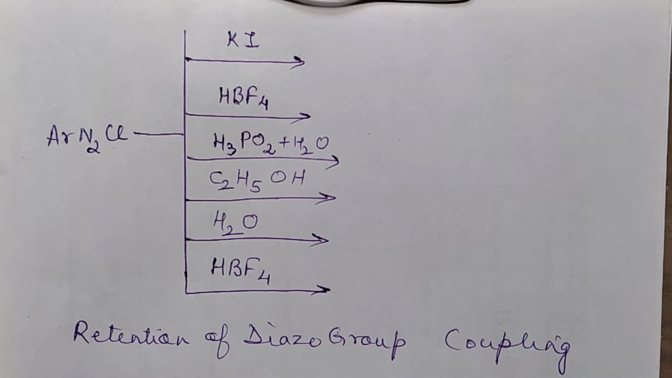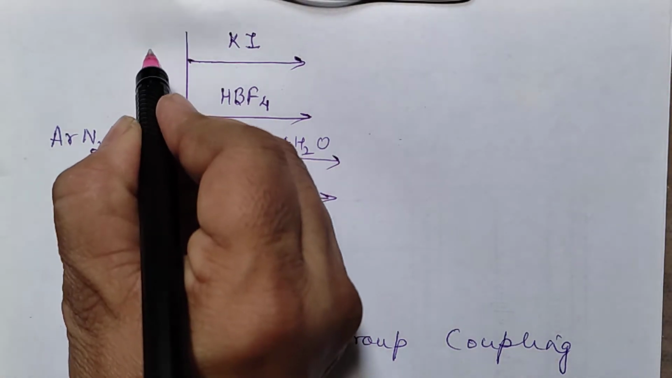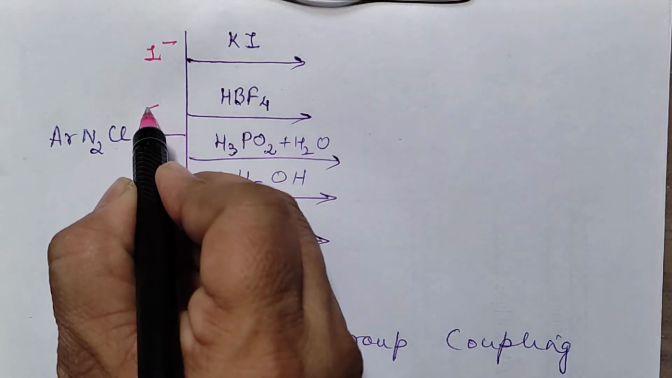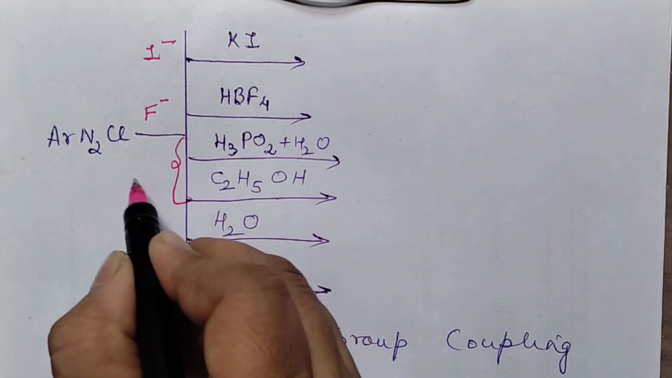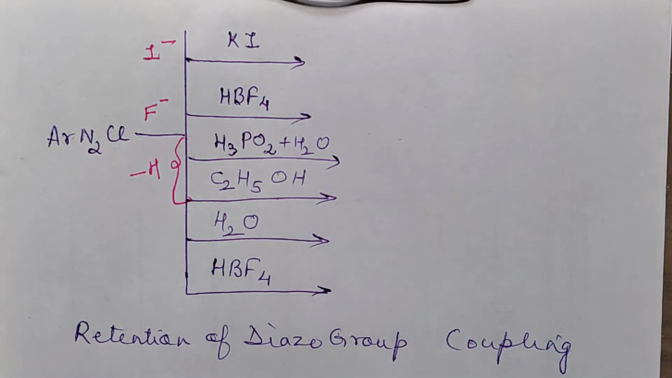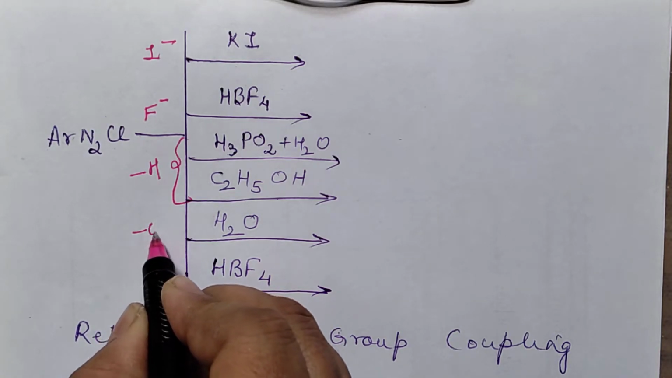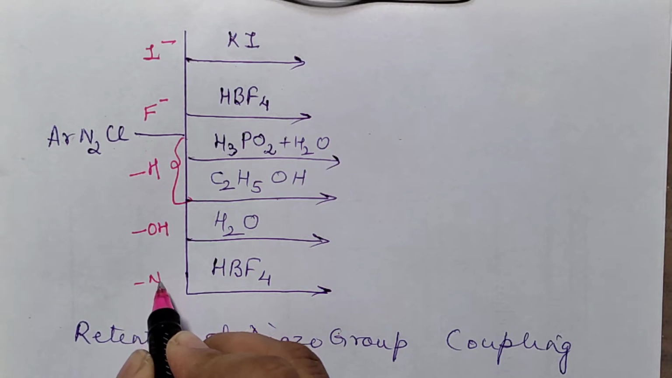Now we move on to the next one. In case you want to replace this diazo part by iodide, you will carry out with this. If you want to do it with fluoride, you will use this. For these two, this part is to be replaced by H. Though I'll be writing down the equation, I'm just briefing it. In case we want this to be replaced by OH, we'll be using this one, and with nitro.